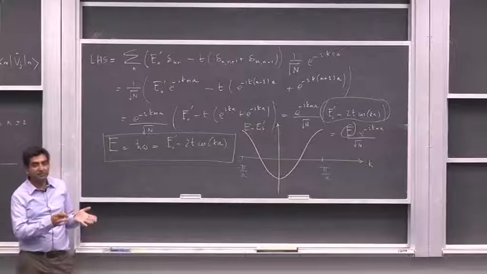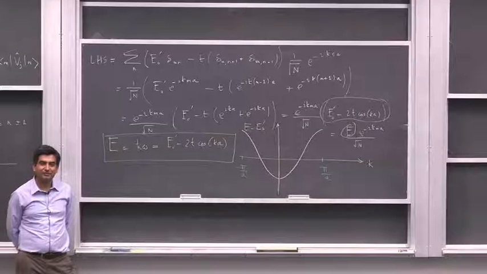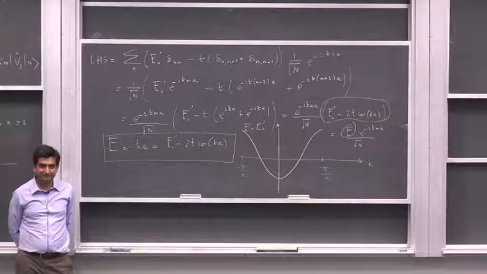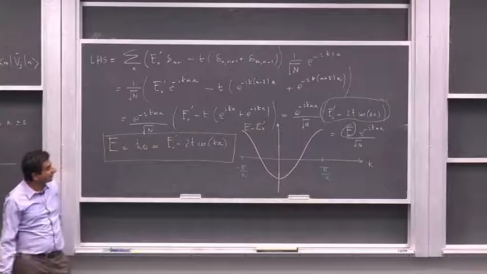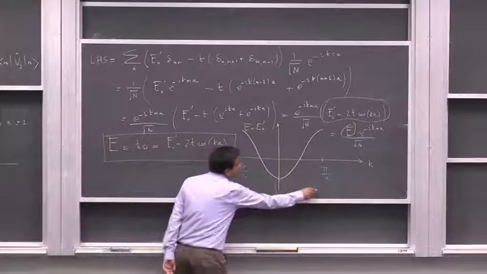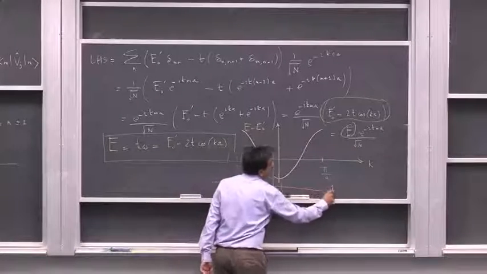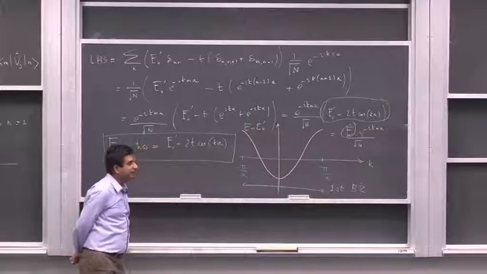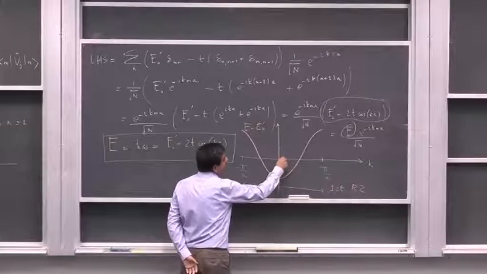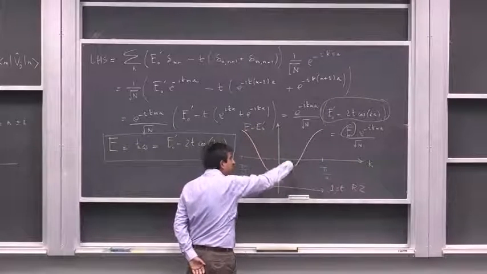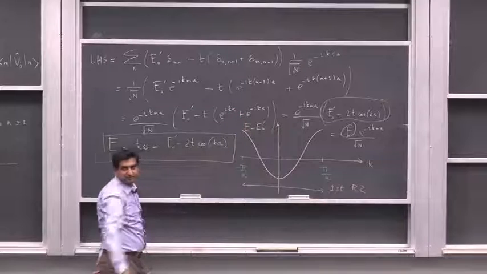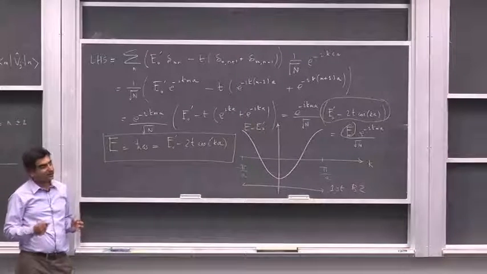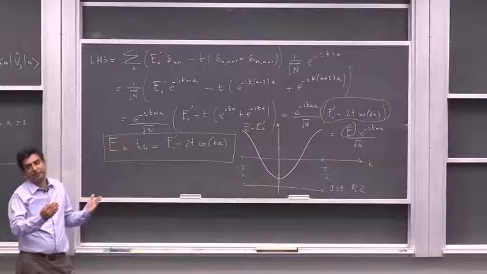So this represents my dispersion relationship for a tight binding chain. Now this is something really interesting. Remember, this is the first Brillouin zone, and these are all the possible k values. With the k values, the energy is going to change for the system. Depending upon the number of electrons that are available, these different k states will be populated.